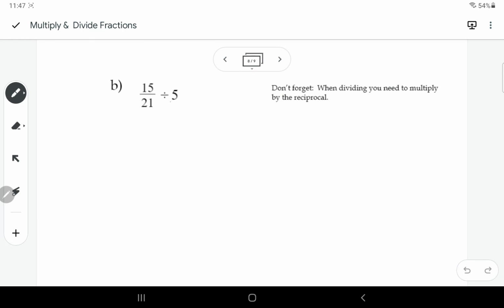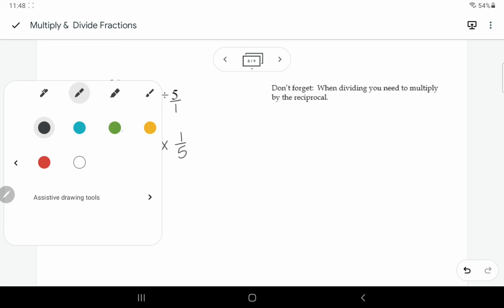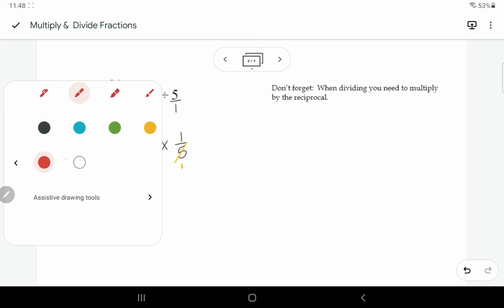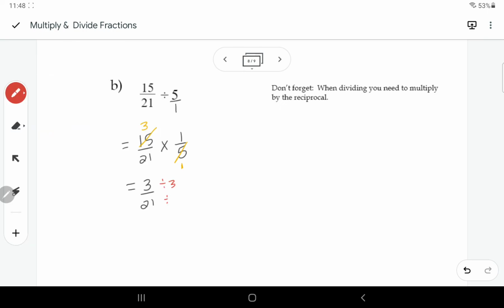Again, if you have a whole number, make it into a fraction by putting it over 1. Now we have 15/21. I change to multiply and I flip the second fraction upside down. I can reduce, dividing the 15 and 5 both by 5, so I get 3/1. And then there is a little bit more reducing, but here when I multiply, I get 3/21. And then I can just reduce my fraction, dividing top and bottom each by 3. So that final answer is 1/7.